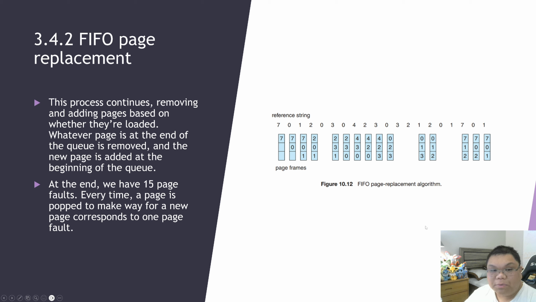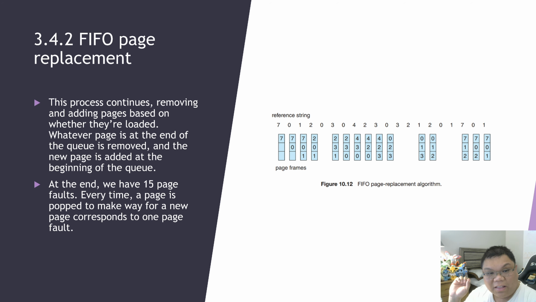We continue this process of pushing and popping pages, and here we have 15 page faults. With OPT we had 9, with FIFO we have 15, which is not that great, because 15 page faults out of a reference string of size 20 is still quite a lot.